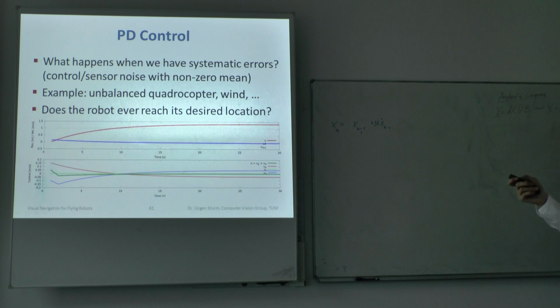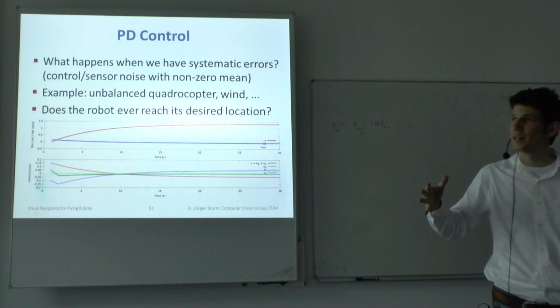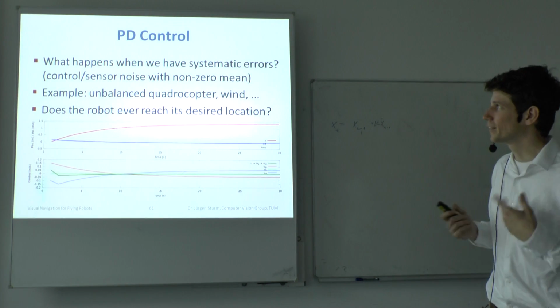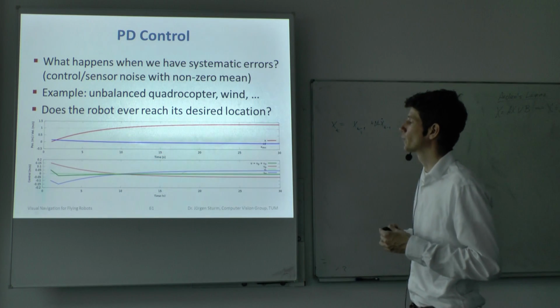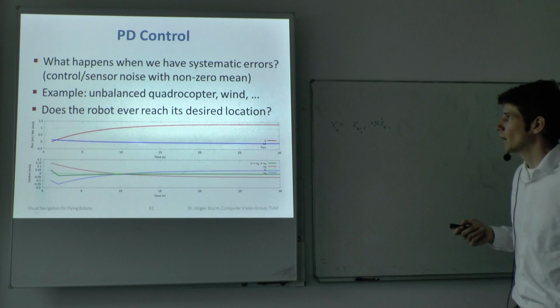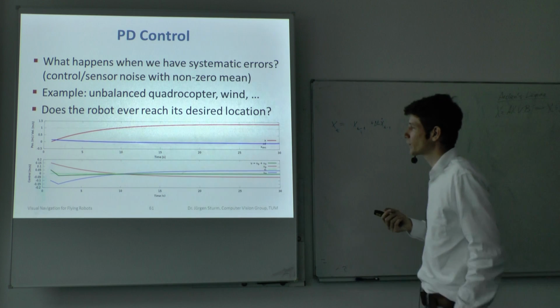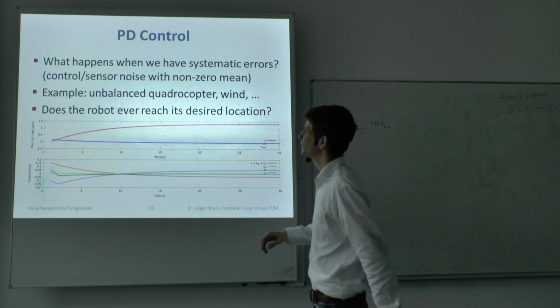So imagine that we have a systematic error. For example, you have an unbalanced quadrocopter, or you're flying in the wind, then it might happen at every time instant that a quadrocopter is actually pushed away to one side, right? It's a bit similar to the gravitational force, something that pulls your quadrocopter or that pulls your object away. And the question then is, does the robot ever reach its desired location? And the answer is no, when we don't consider it.